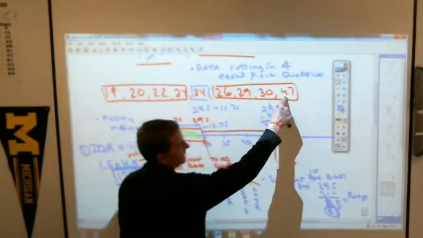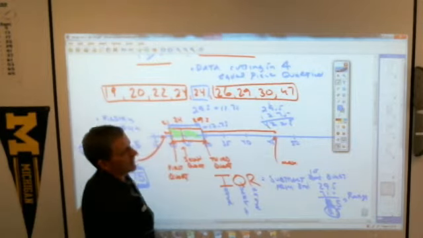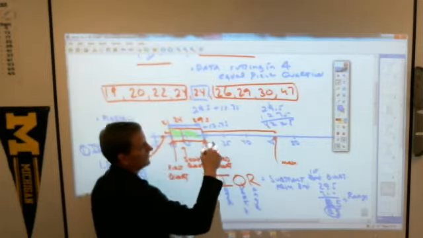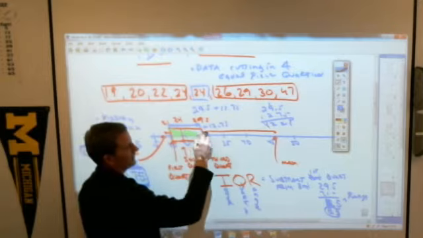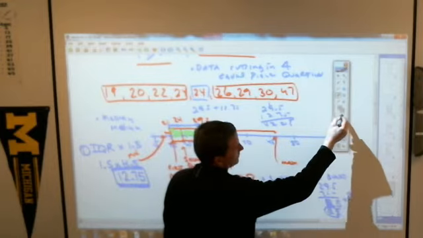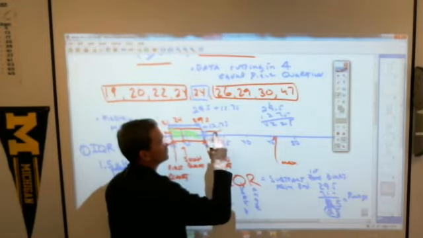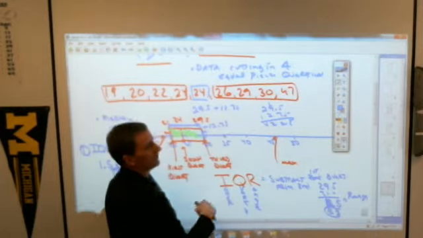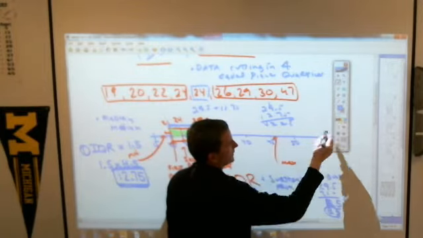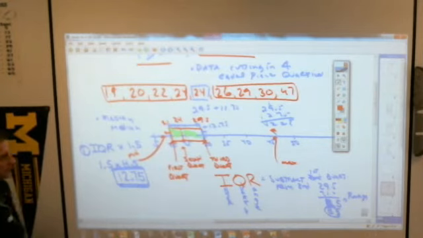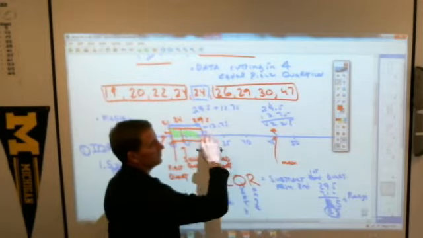Now because 47 is farther away than that, I don't count it in my whisker. I go back to the next number, which is 30. It is going to be the farthest I'm going to let my whisker go. I am going to erase that whisker because it's not going to count. But ladies and gentlemen, I will show that there was a number at 47 by just making a big old asterisk here for a star. Otherwise, that outlier just kind of skews what everything looks like if it's way out there.